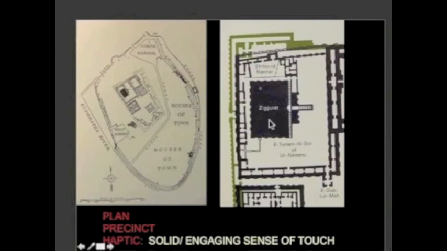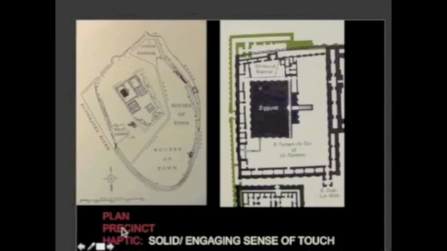For example, this is a plan of the ziggurat precinct at Ur. And it's a strange-looking plan. For those of you who are used to looking at plans, we see here a black lump of stuff. If you look at the perimeter, that looks like a plan. That looks like a series of walls with doors and rooms. This is just a solid lump of stuff.